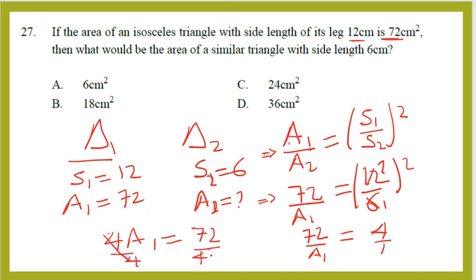Cut the 4 here. So what will be the area? The area 1. I mean the area 2. We are trying to find the area 2. This denominator, the down one, will be area 2. So the area 2 will be 72 divided by 4, which is 18. So the answer will be B. This is question number 27.